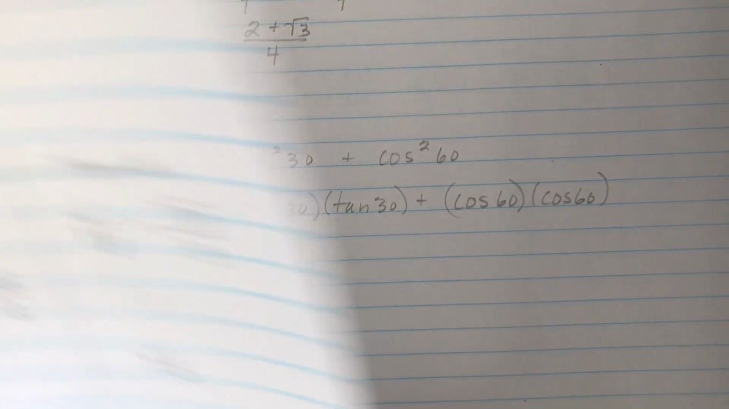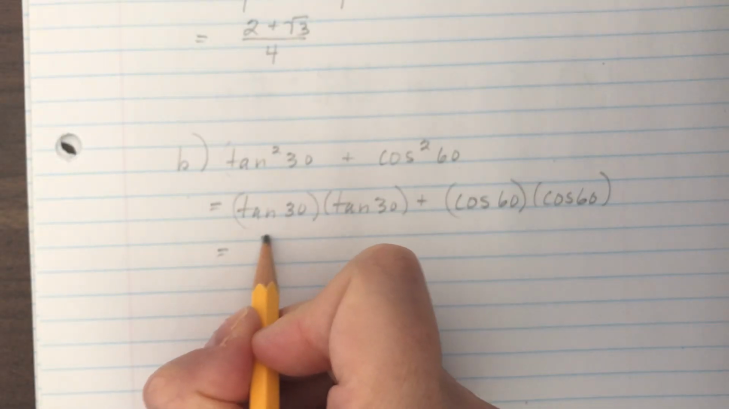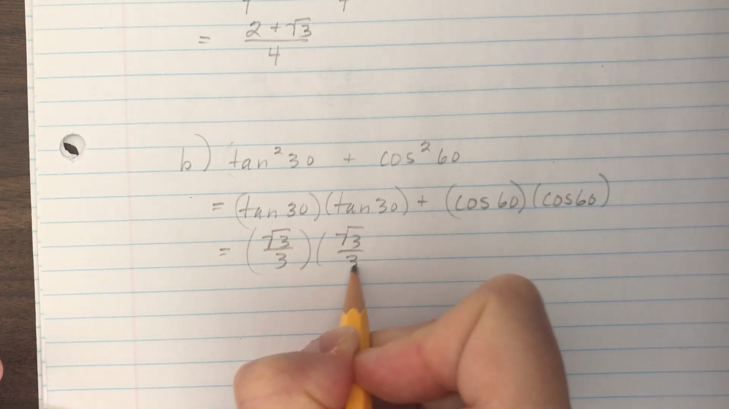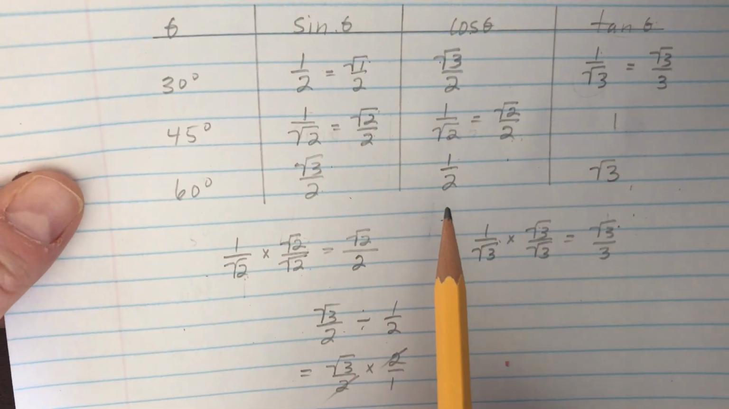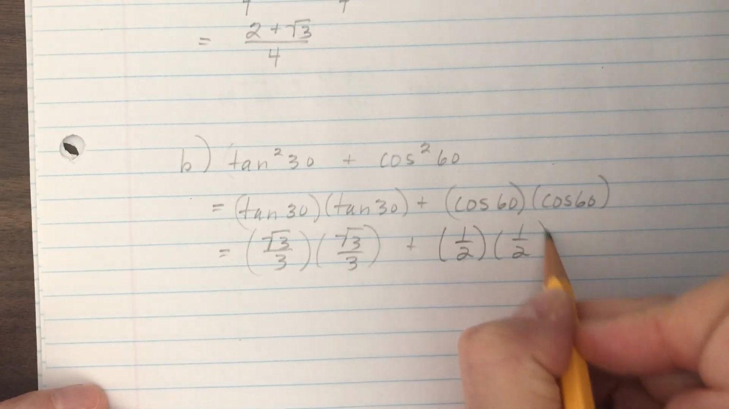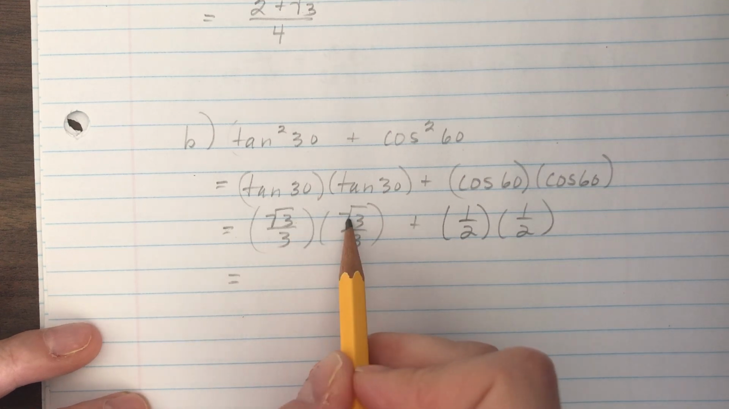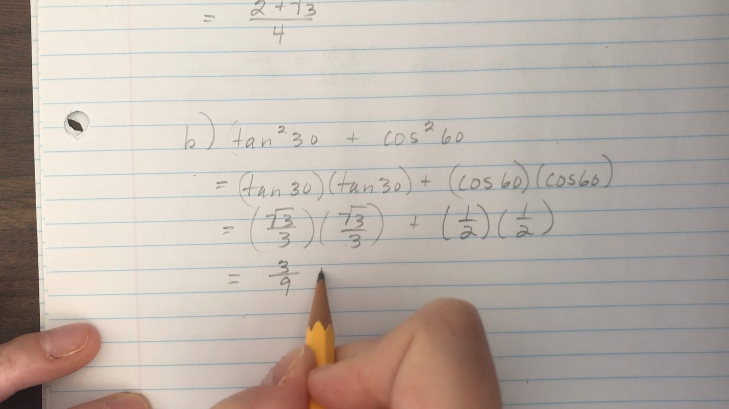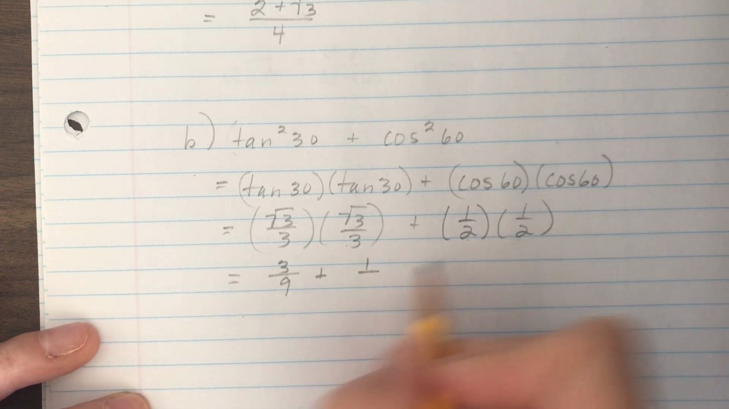So for tan 30, if you look over here, root 3 over 3 is the value that I'm going to sub in. For cos 60, it's 1/2. Okay, so 1/2 times 1/2. Now multiplying the numerators, root 3 times root 3 is just 3. 3 times 3 is 9. Here we have 1 times 1 or 1, and then 2 times 2 or 4.